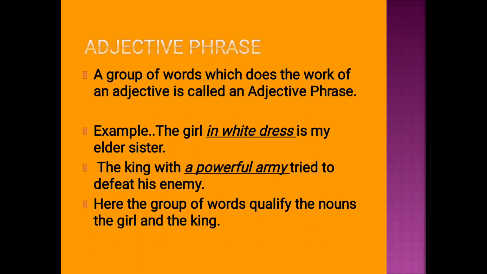So here also this phrase is working as an adjective. You see in the example, the girl in white dress is my elder sister. I am talking about the girl specifically who is in a white dress. So the white dress is defining the girl. Moreover, this is a group of words, that's why it is a phrase. The king with a powerful army tried to defeat his enemy. I'm talking about the king. But what exactly is the quality of the king? With the powerful army. Now you see that this is also a group of words, but this group is working as an adjective phrase.